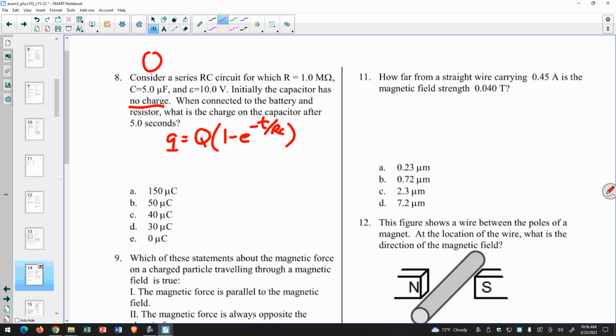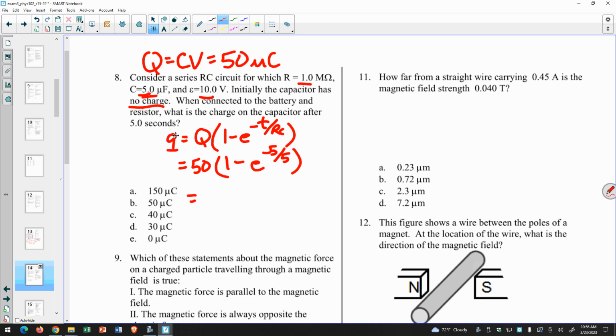Big Q here is the maximum charge on that capacitor, and it's equal to C times V. So that's 5 times 10, or 50 microcoulombs. So I have Q is equal to 50 times 1 minus e to the minus t, which is 5, that's given, and then RC which is 1 times 5, or 5 seconds. And then I calculate that.